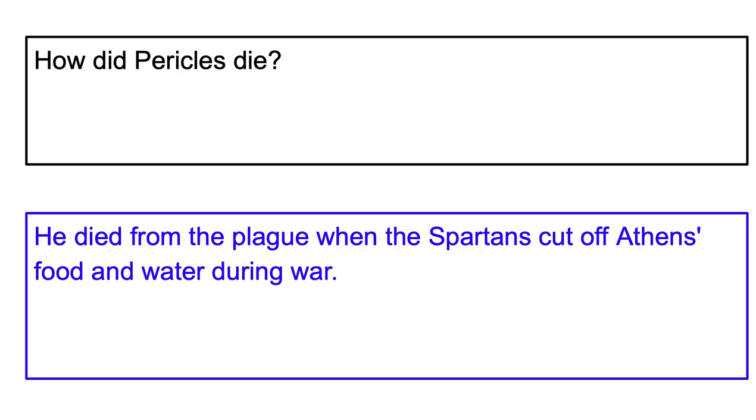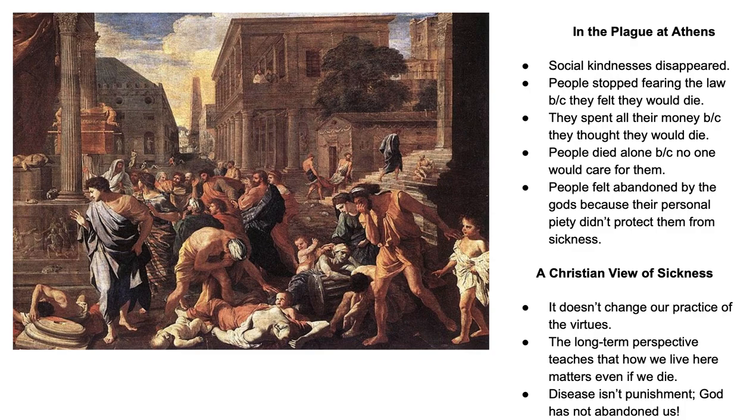Come here, can you cut the lights for a minute? This is a picture of the plague that's happening, and this is where I'm going to pull back Fabiola from earlier to show you this. When the Athenians had their plague, you really got to see the outworking of their pagan philosophy. Because during the plague, the social kindnesses that were so typical for the sophisticated Greeks disappeared. People even stopped fearing the law because they figured they're going to die anyway. Why not go steal things?